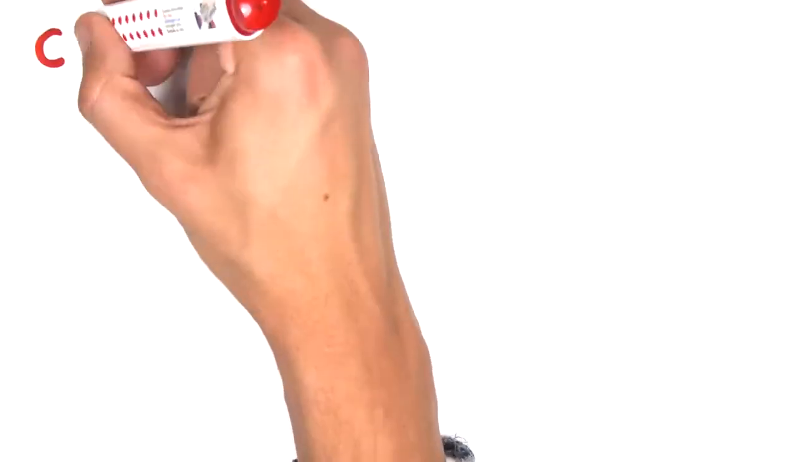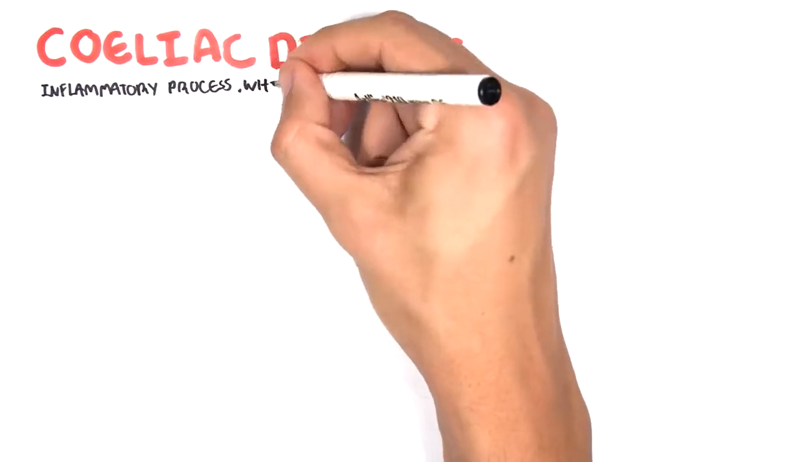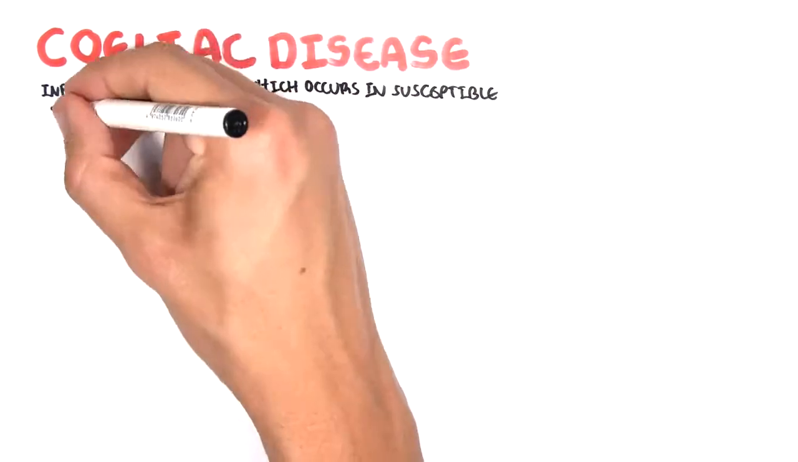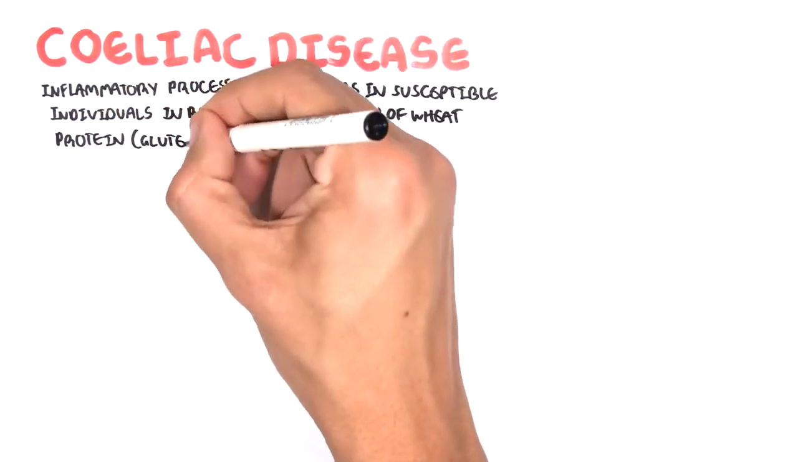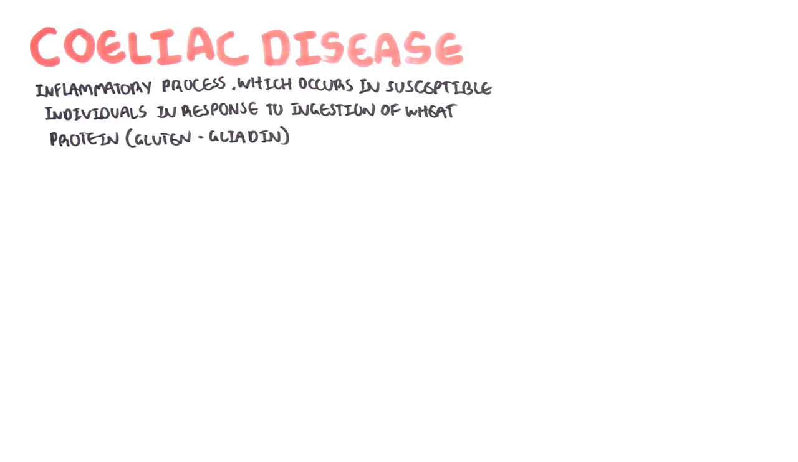Hello, in this video, we're going to talk about celiac disease. This is an overview and introduction. Celiac disease is an inflammatory disease, a process which occurs in susceptible individuals in response to ingestion of wheat protein, gluten, specifically the protein gliadin.